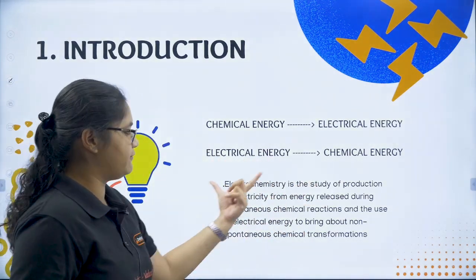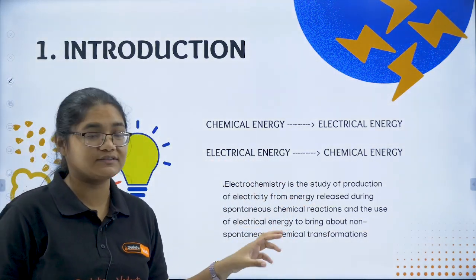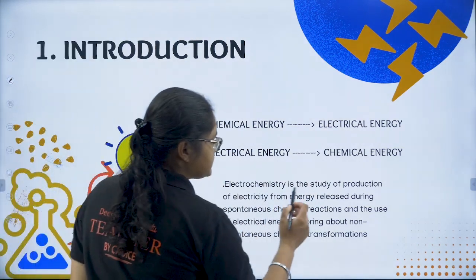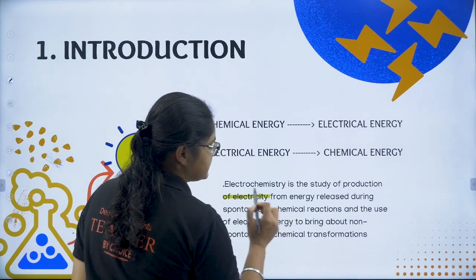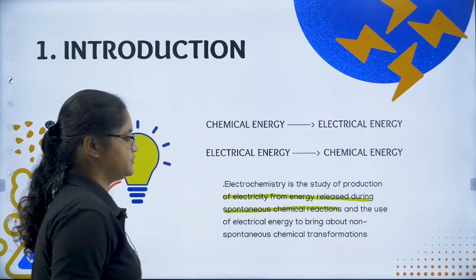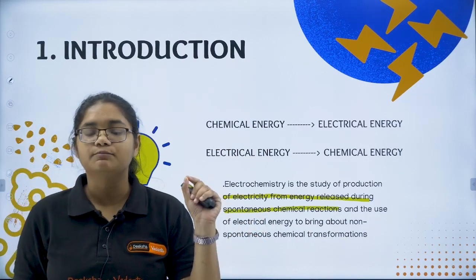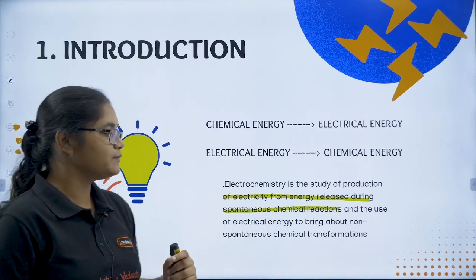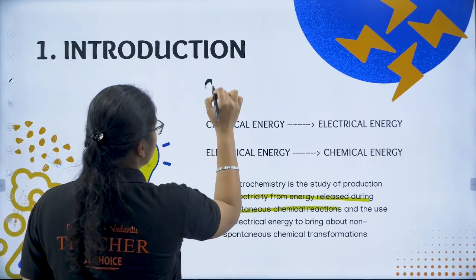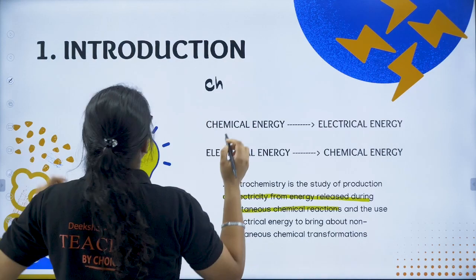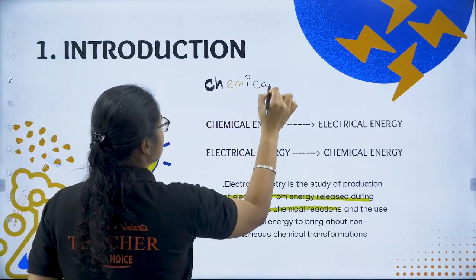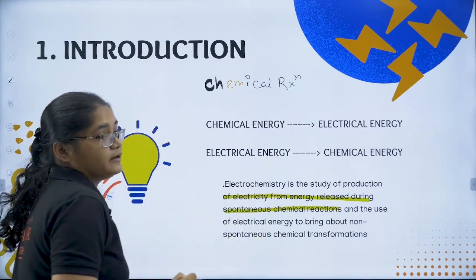Electrochemistry. This line I have taken from your NCERT book. To understand what electrochemistry is, you should know that electrochemistry is the study of production of electricity from energy released during spontaneous chemical reactions. This is one important word here: spontaneous chemical reactions. When I say that this chemical energy has come from chemical reactions, what type of chemical reactions is it?